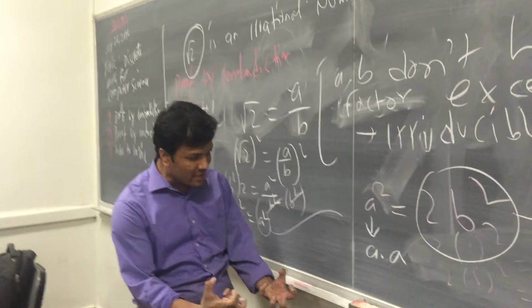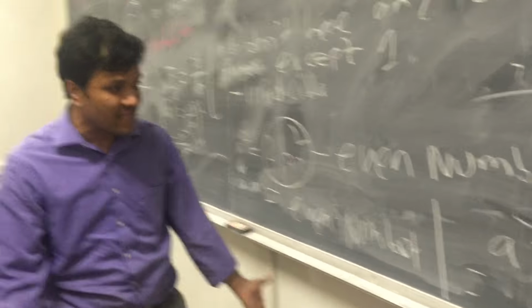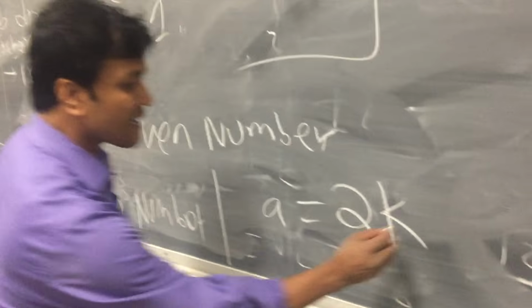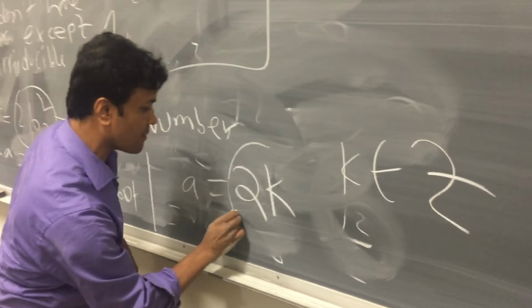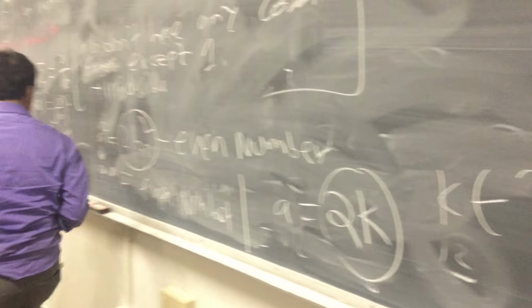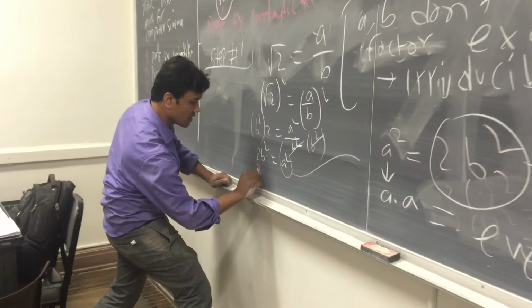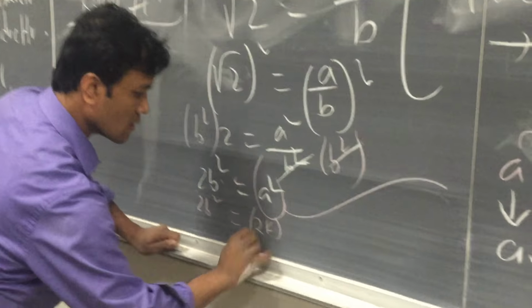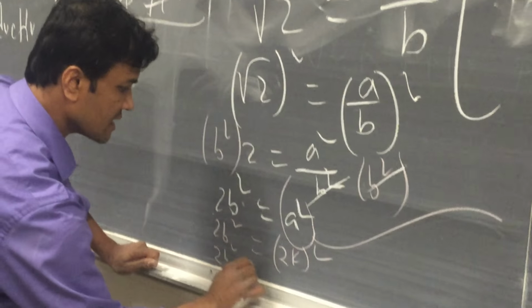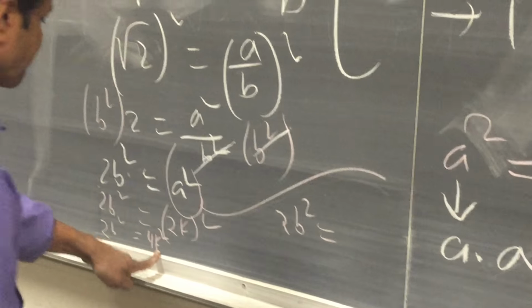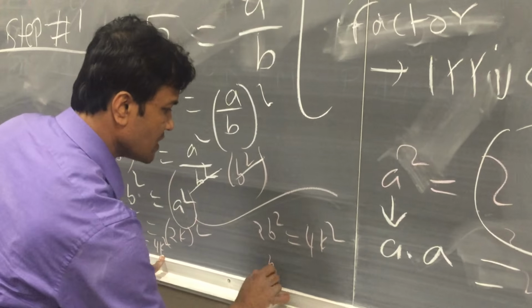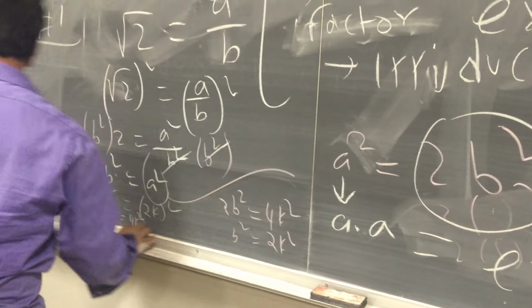Okay, now how would that help us? It will help us because a equals an even number. Why do we choose to put 2k? We can put anything, but we choose 2k because k is an integer. So if you put any integer, it's going to be an even number. That means if we plug it in, then 2b squared is 4k squared. So 2b squared equals 4k squared, and b squared is 2k squared. This is a problem.